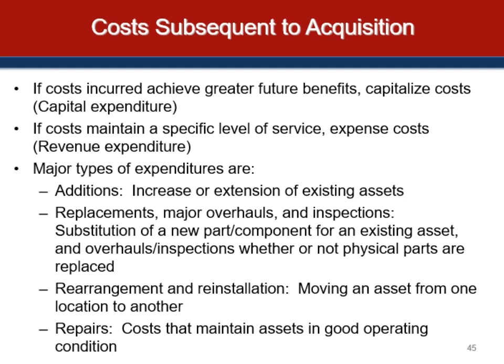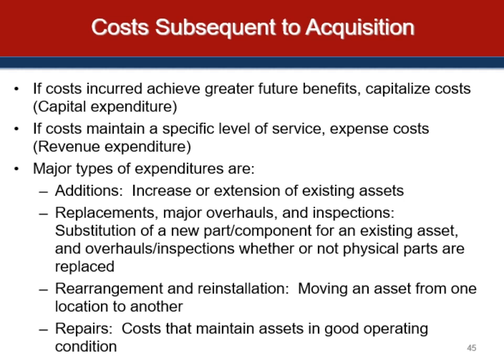In many instances here, a considerable amount of judgment is required in deciding whether to capitalize or expense an item. So as long as you're consistent, a consistent application of that capital expense policy is normally more important than attempting to provide specific guidelines for each individual transaction. In general, expenditures related to plant assets being used in a productive capacity may be classified as either additions to the assets, replacements, major overhauls and inspections, or reinstallation and rearrangement costs, or repairs. So those are the four sort of major subsequent costs that we would need to consider.